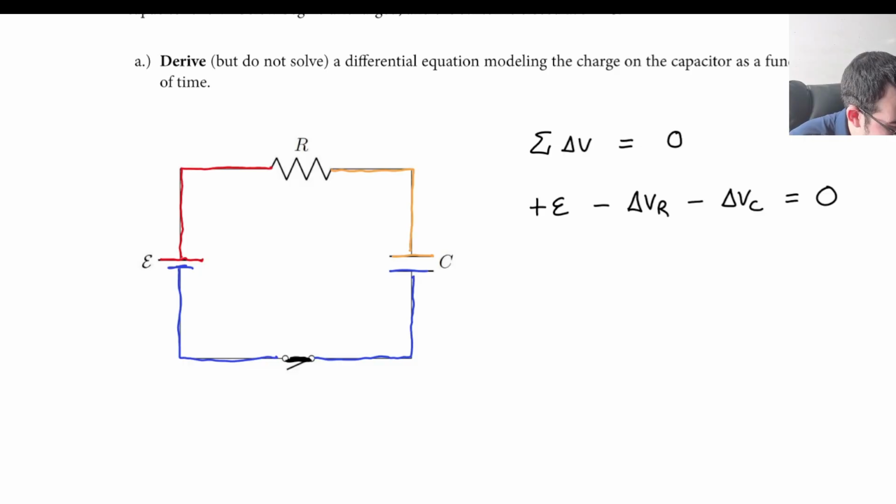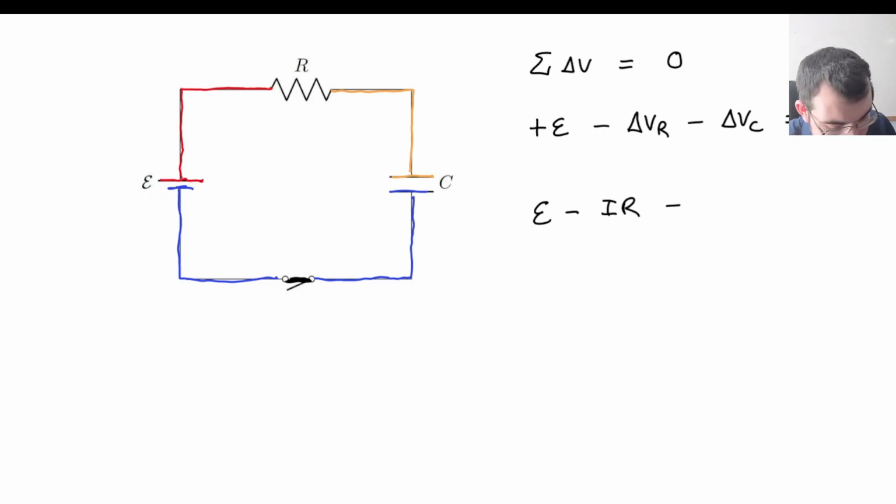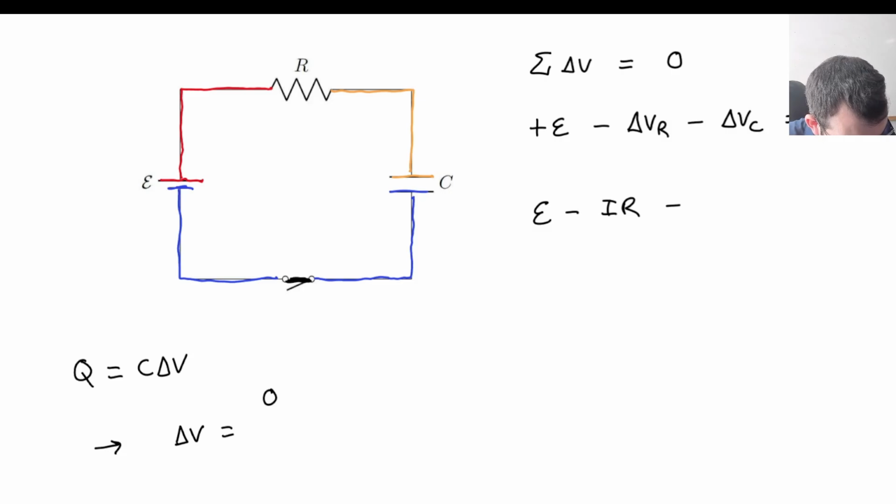All right, what is potential difference across a resistor? Well, potential difference across a resistor is IR by Ohm's law. Now, voltage drop across the capacitor, that's a bit more. That's probably not one we know off the top of our head. So if we start from Q equals C delta V, the definition of capacitance, we can get delta V is Q over C.